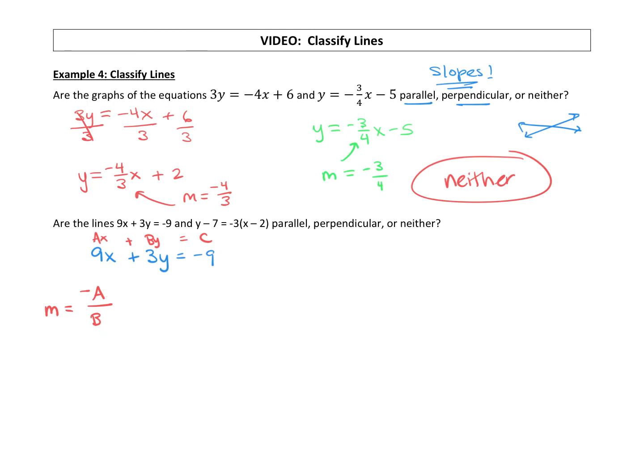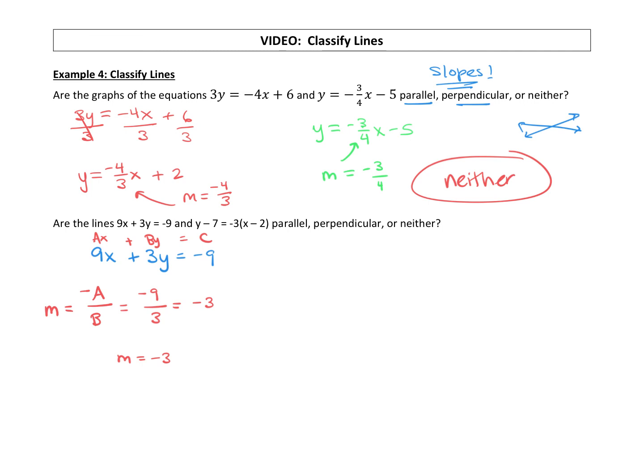Maybe put a star, highlight that in your notes somehow. That's a good little slope formula to know. If you have standard form, you can easily get the slope by just doing negative a over b. So let's figure out what the slope is. The a value is 9, so I'm going to do negative 9 over, our b value is 3, negative 9 over 3. So this equation has a slope of negative 3.